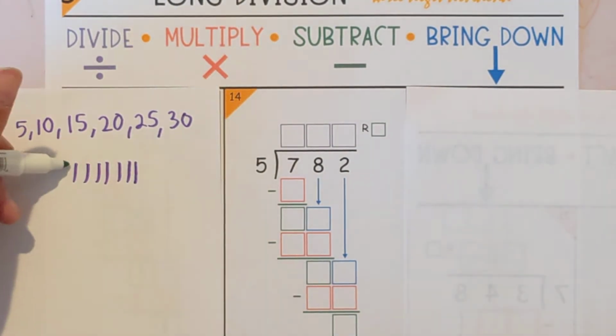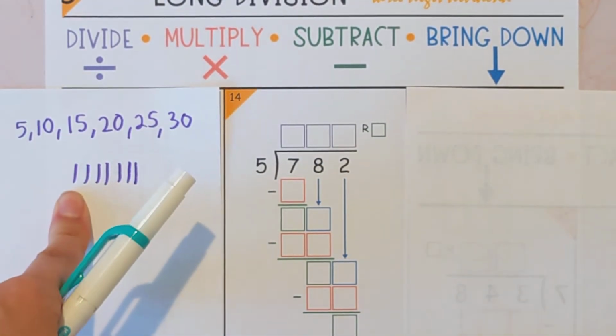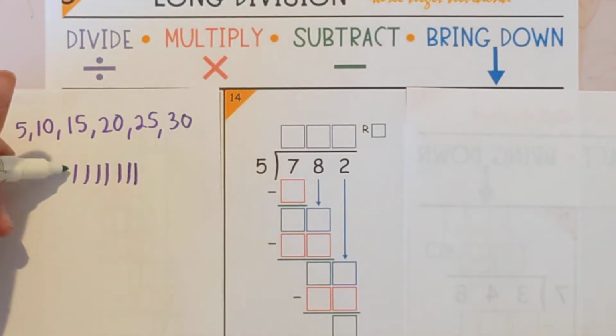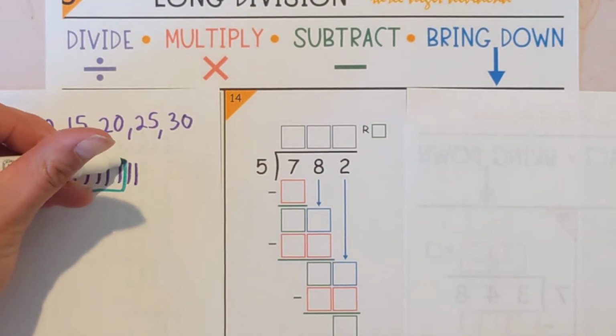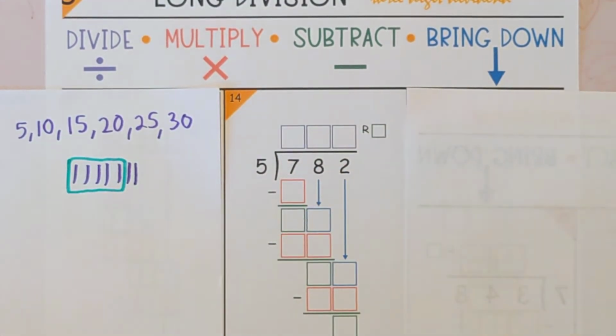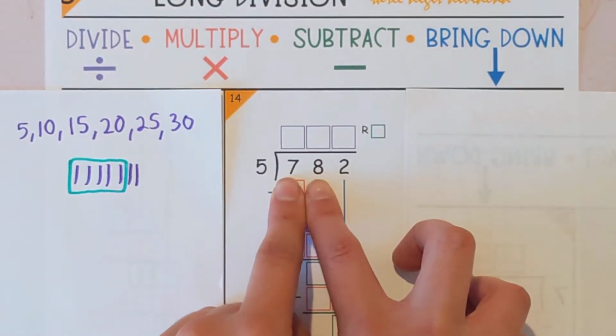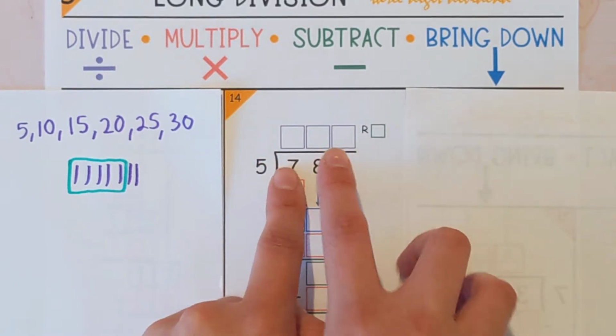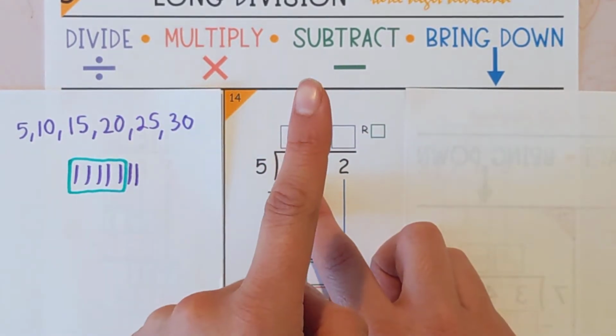So another example is if I have 7 and I'm trying to divide it, I can only make one group of 5. I can't make another group. Those two, I can't do anything with them. So for division, how many times does 5 go into 7? Just one time.